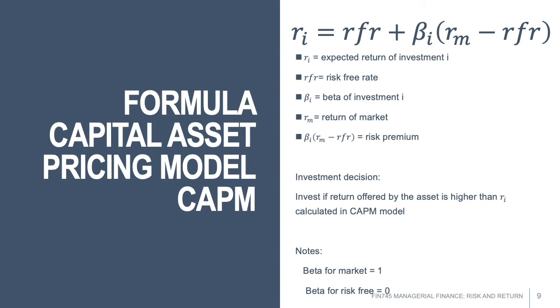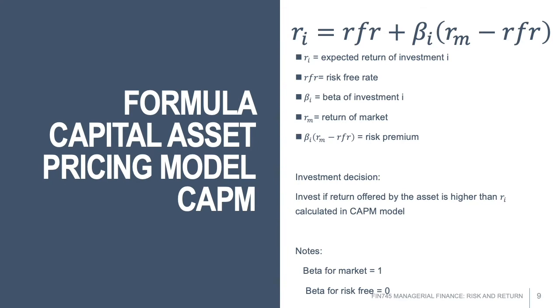So the investment decision: invest if the return offered by the asset is higher than the RI calculated in the CAPM model. You need to take notes here. Beta for the market is 1. Beta for the risk-free rate is 0.